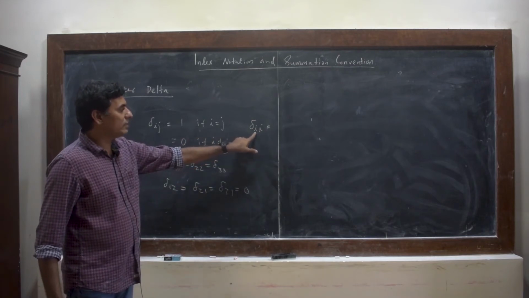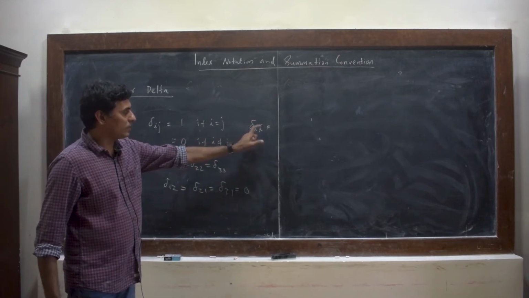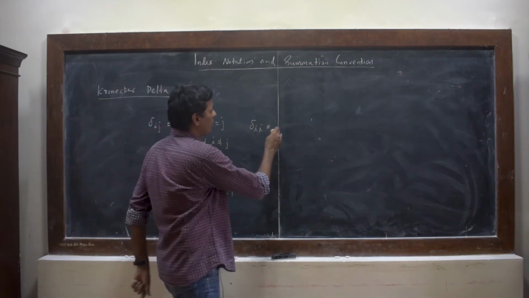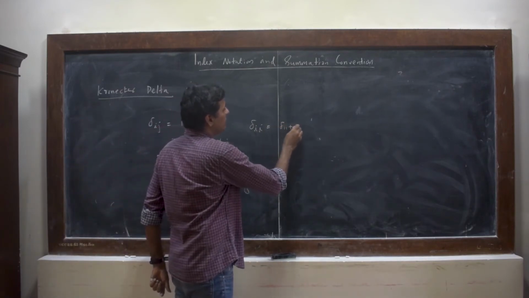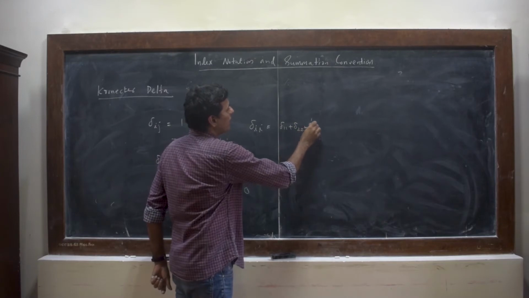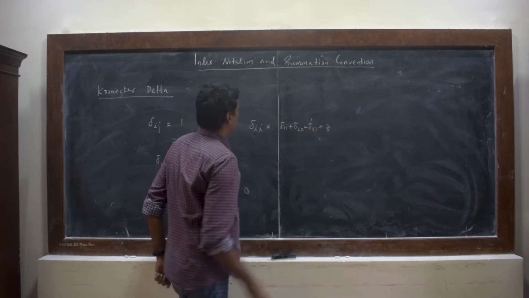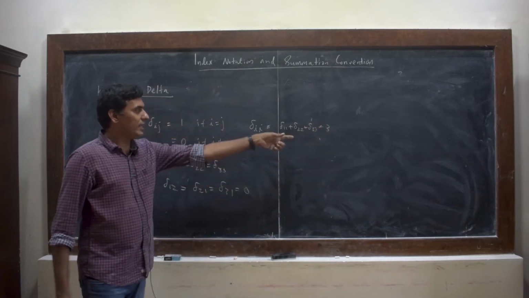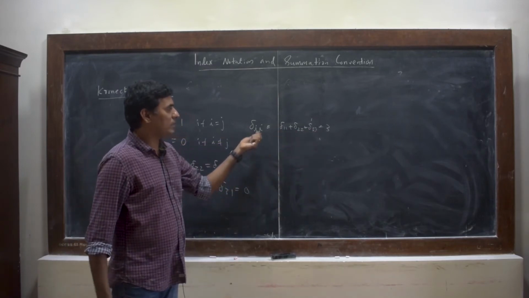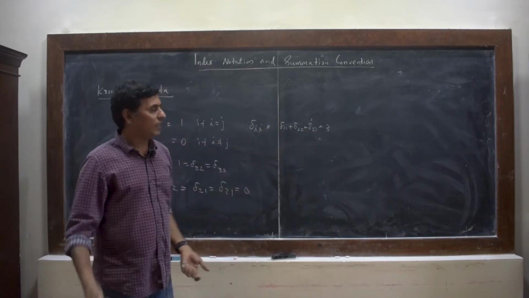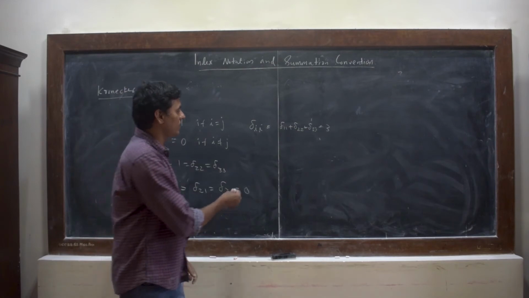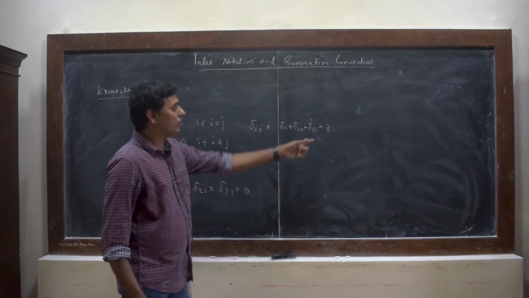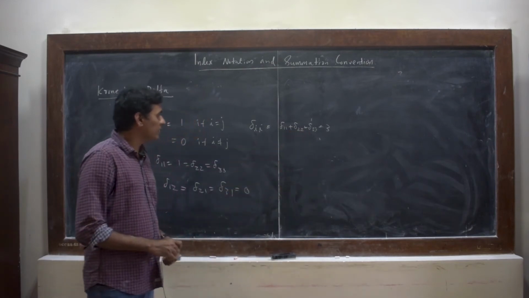This index i is a dummy index, so you will get delta 1 1 plus delta 2 2 plus delta 3 3, and it is going to be 3. If it is in 3 dimensions, you will get 3. If it is in 2 dimensions, you will get 2, and if you have any d dimensions, you will get d. That is, delta ii will be equal to d in d dimensions.